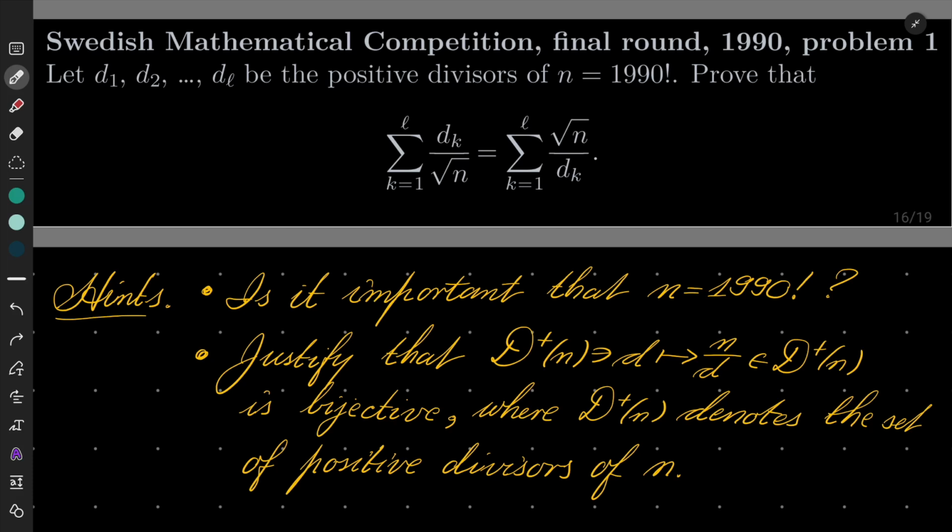My hints for this problem: it is not very difficult. First of all, think about it. Is it really that important that n happens to be 1990 factorial? Because this problem seems to be rather general, and this number seems to be a particular, strange number. And then a crucial observation: justify that the function which takes a positive divisor of n and returns n over this positive divisor is bijective. So give this problem a try and I will see you in a minute.